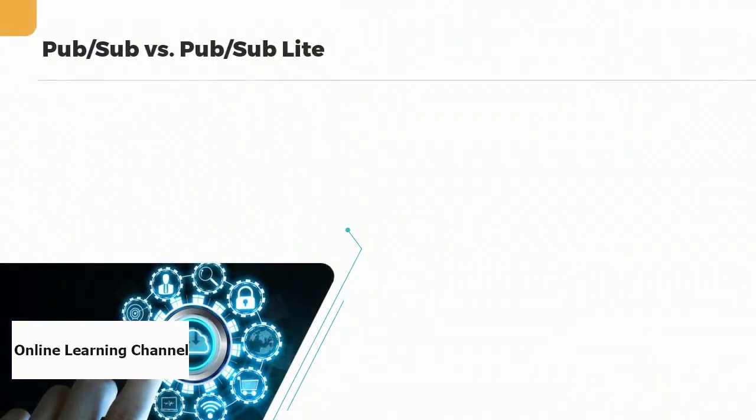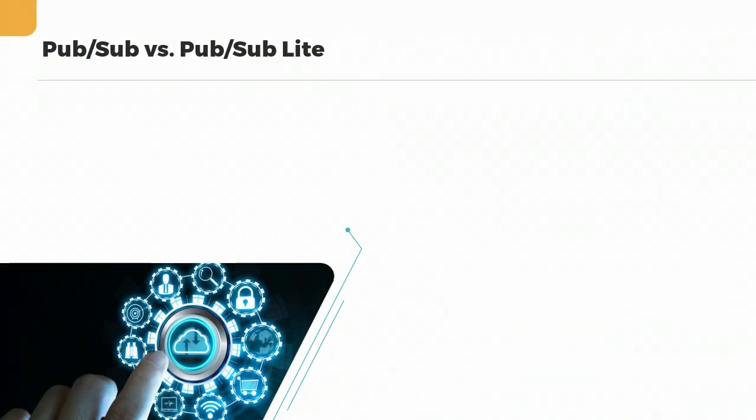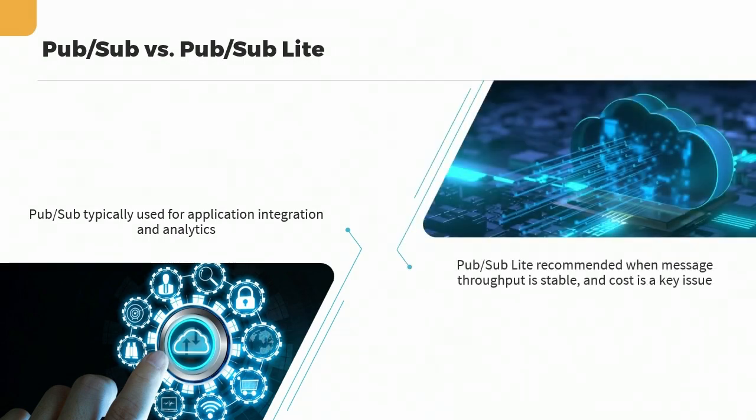In this video, we're going to compare and contrast some of the PubSub and PubSub Lite features. Okay, so there are two main services for PubSub. We have PubSub and PubSub Lite. PubSub is typically used for applications with integration and analytics. And you'll find that PubSub Lite is recommended when message throughput is stable and the cost is a key issue. If you're looking for cost saving measures, I'd use PubSub Lite. But for heavy duty or typical application integration and analytics use cases, I'd use the regular PubSub.